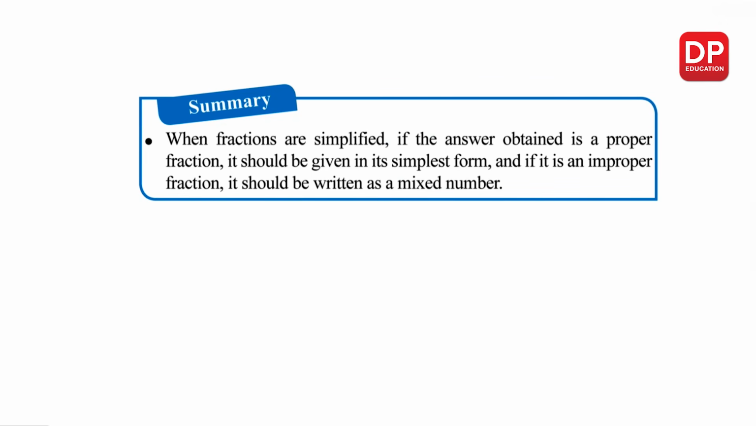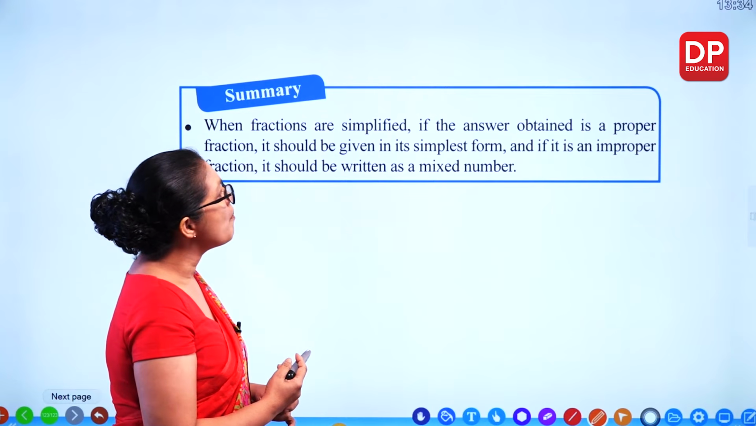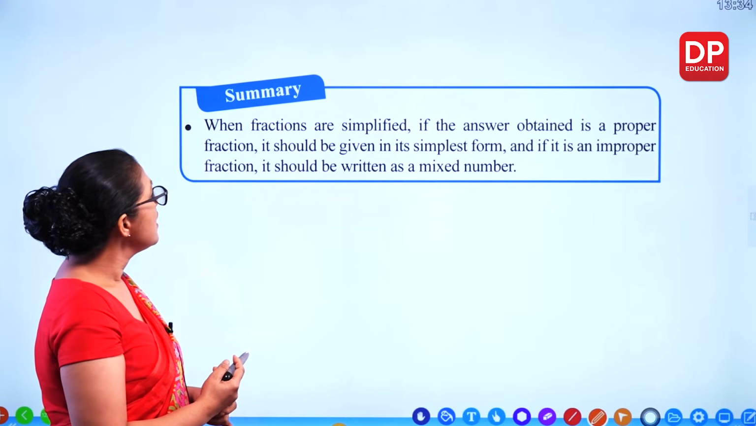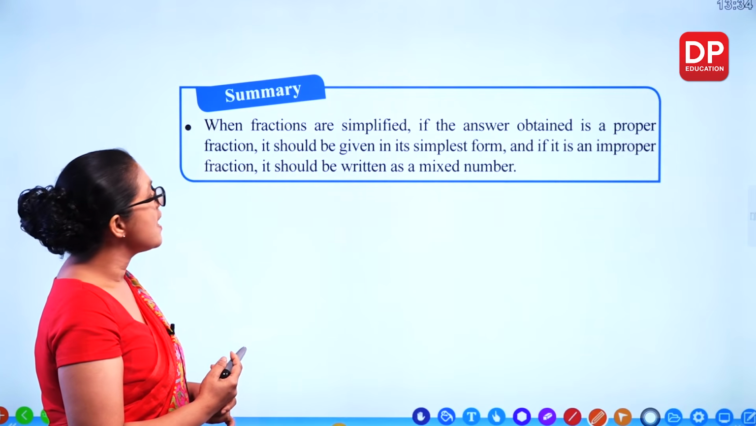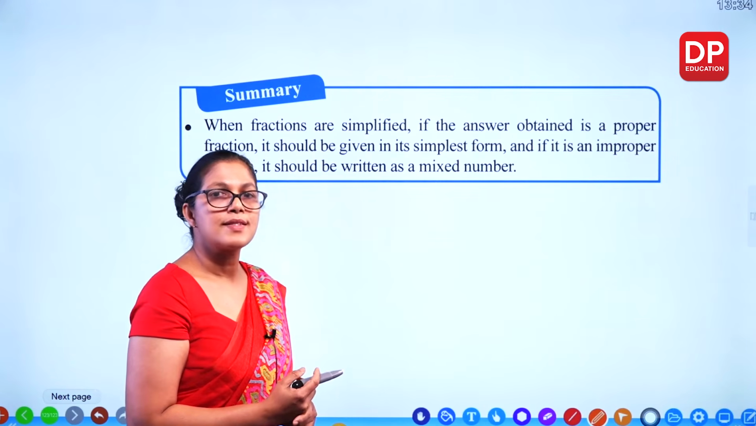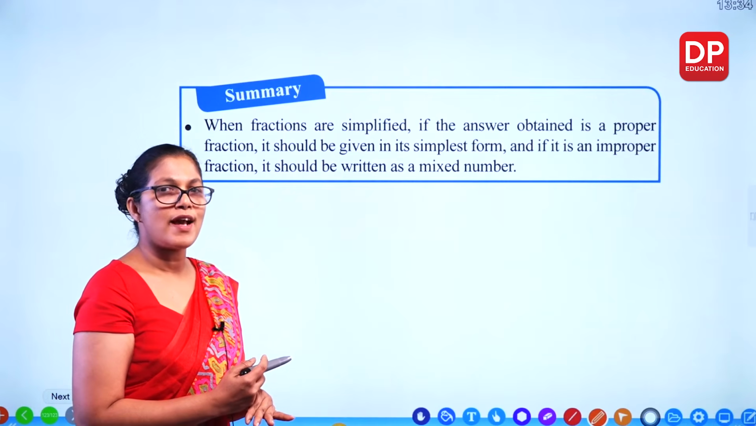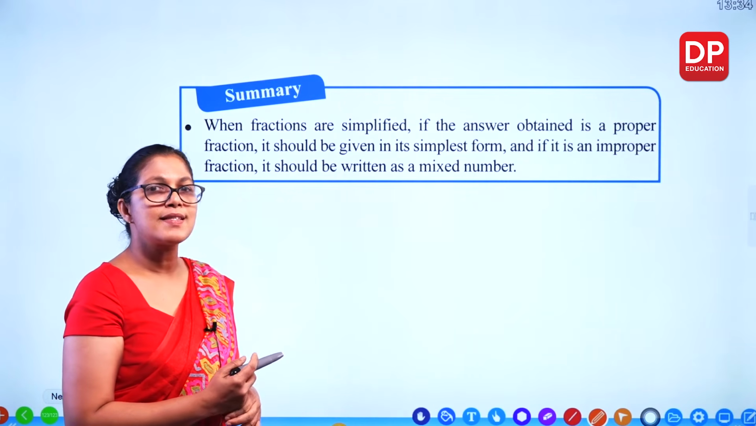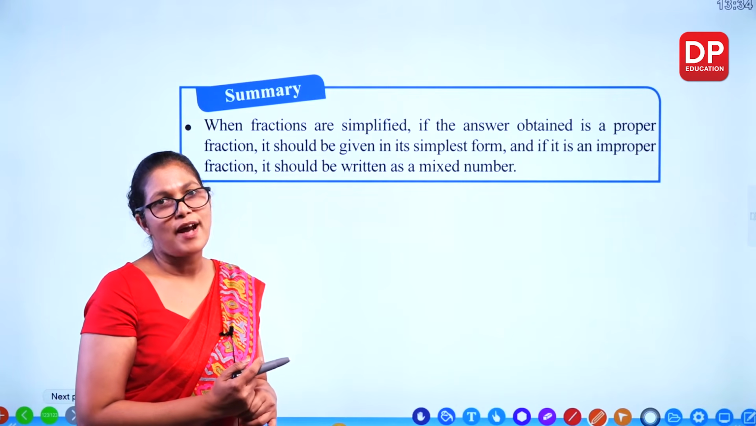So we covered the second part of fractions as well. When fractions are simplified, if the answer obtained is a proper fraction, it should be given in its simplest form. And if it is an improper fraction, it should be written as a mixed number. So we did all theory related to fractions. So practice all the exercises and examples and be thorough with the fraction section.